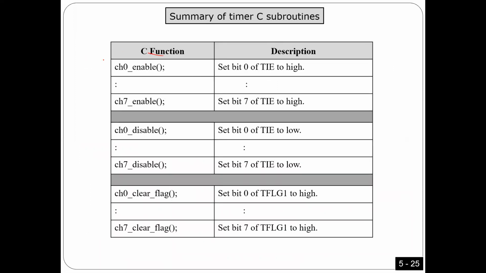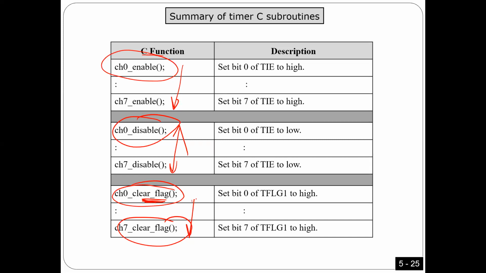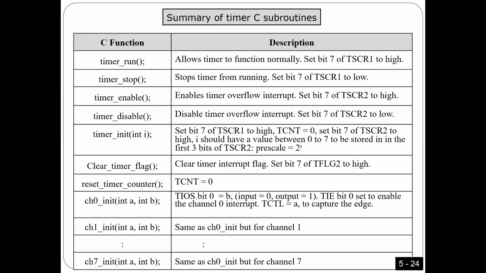So number one, for example, you have a channel 0 enable. If you want to enable channel 0 or any channel. You have channel 0 disable, if you want to disable any channel, right? You have also a channel 0 clear flag, or channel 7 clear flag, if you want to clear the flag bit, right?